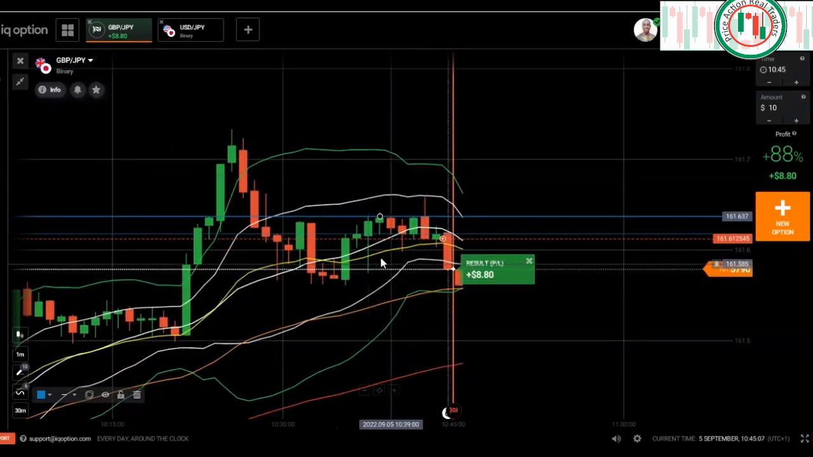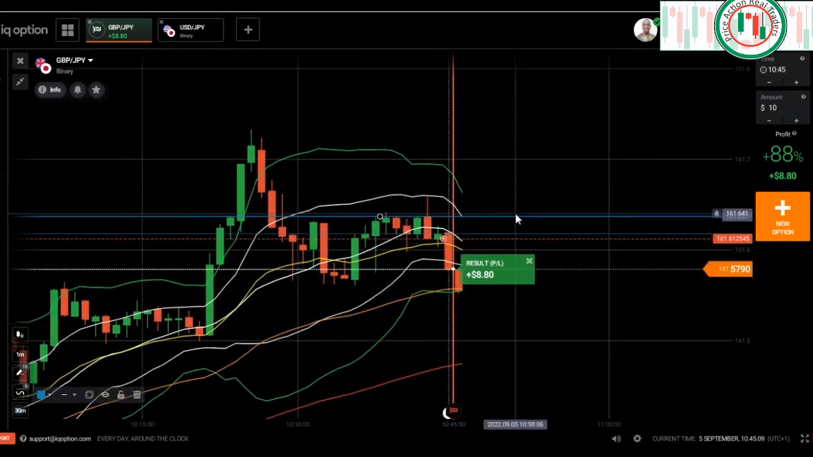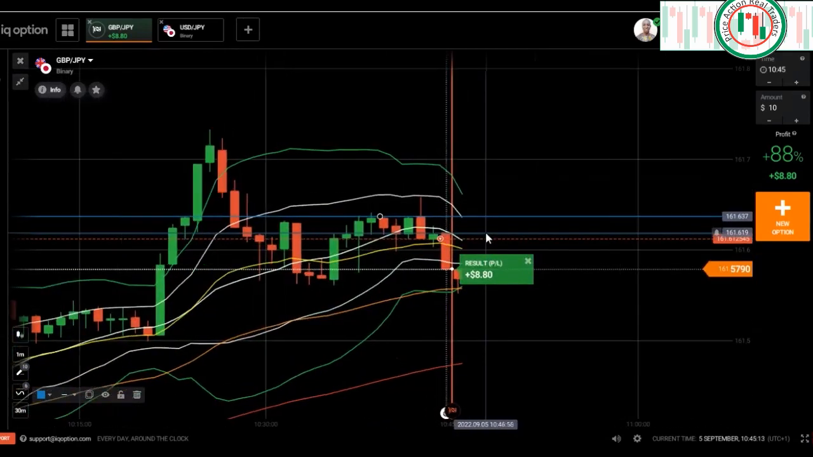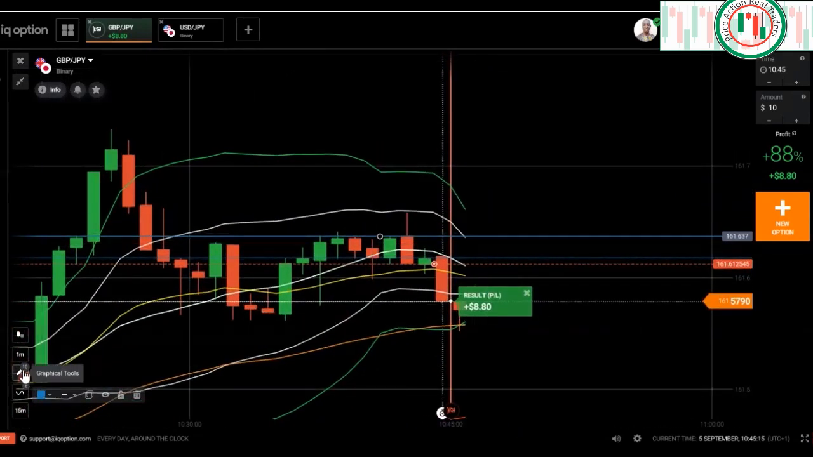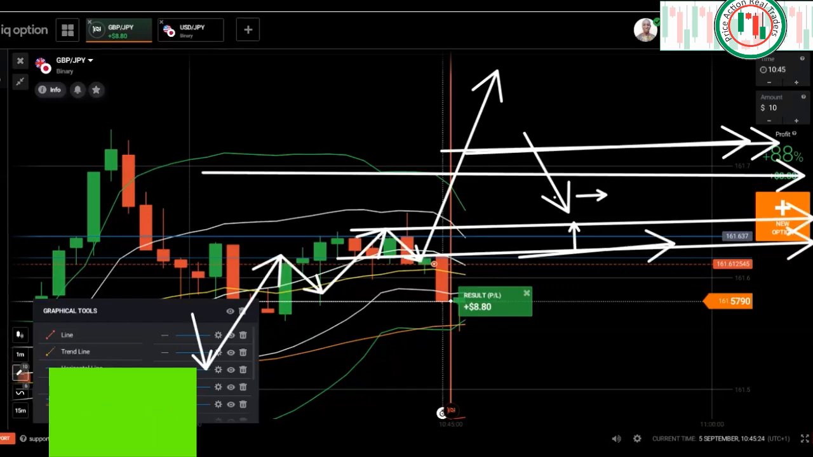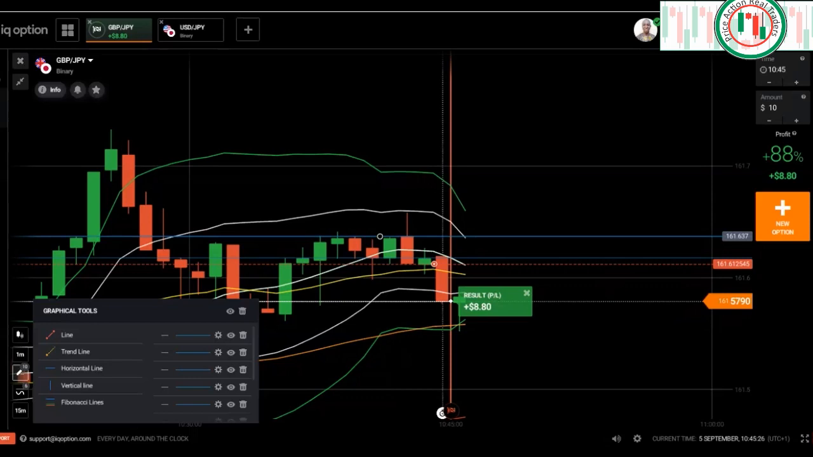Why is this ranging market? Let me show you. Even though it's a light uptrend, it's ranging market. Why? Because you see here, many people will be thinking this is strong trend.